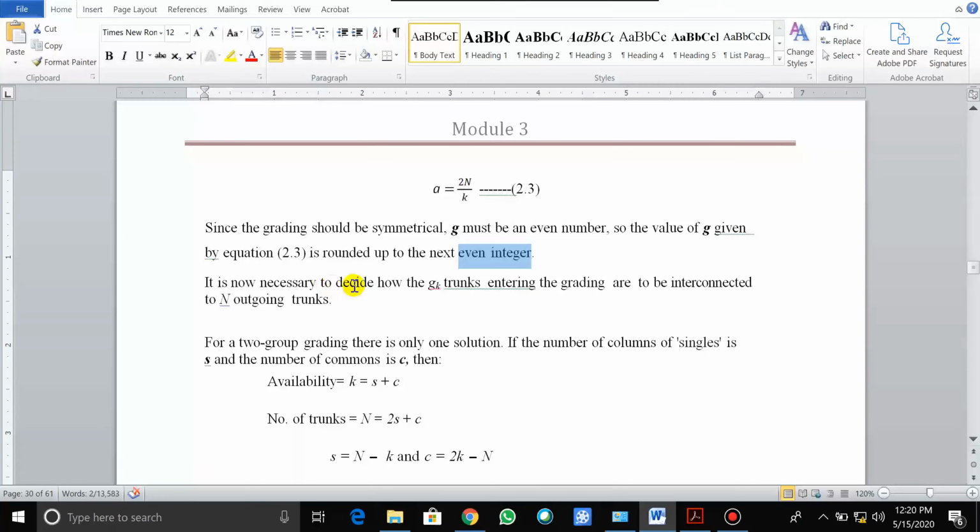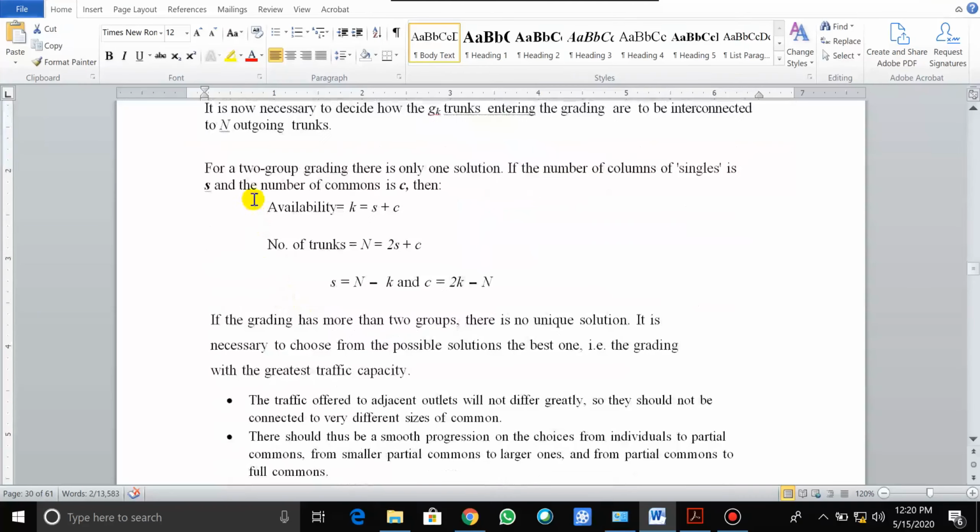It is now necessary to decide how the G of K trunks entering the grading are to be interconnected to n outgoing trunks. For two groups of grading, there is only one solution. If the number of columns of singles is S and the number of commons is C, then the availability is K is equal to S plus C. The number of trunks is N is equal to 2 into S plus C, and S is equal to N minus K, and C is equal to 2 into K minus N.